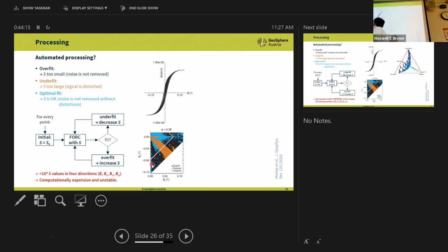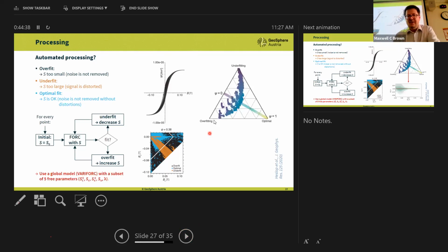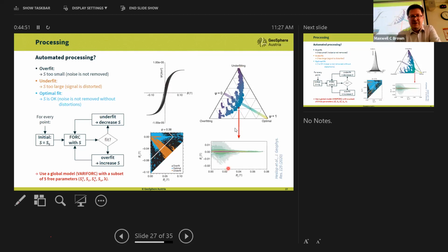The problem is that you can imagine how many points there are, and you have to do this along the 4 coordinates which I mentioned before. That takes ages, because you need to have, I don't know, more than 10,000 different runs of your FORC diagram. But let's say that you have a wonderful machine that can do that. So you do your processing, and then you can represent here the amount of data that are optimally fitted, which are down in this corner, underfitted up there, and overfitted. And choose a point here, which is the closest one that has the most optimal data inside. And this will be the optimally processed FORC diagram.